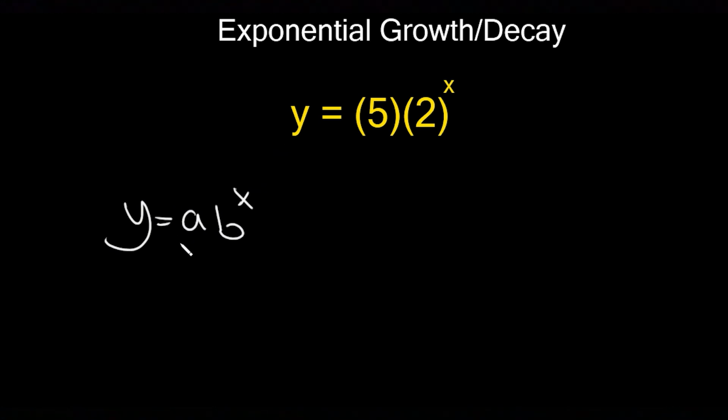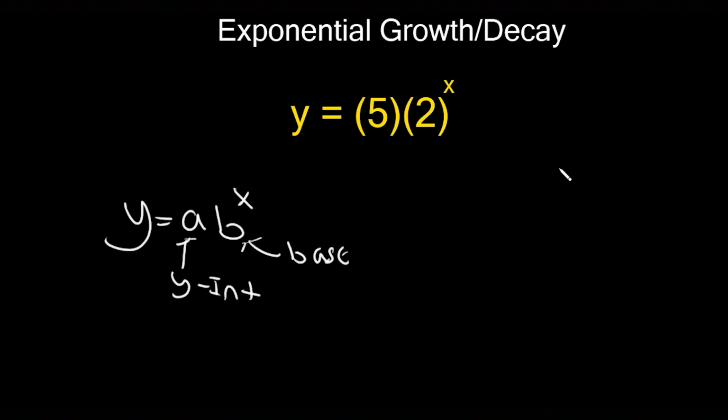So a will always represent your y-intercept value. So a will always be your y-intercept. Again, that's where it's crossing the y-axis. And then b is going to be your base. All right, so b will be your base. And the base is going to tell us if we have exponential growth or decay.